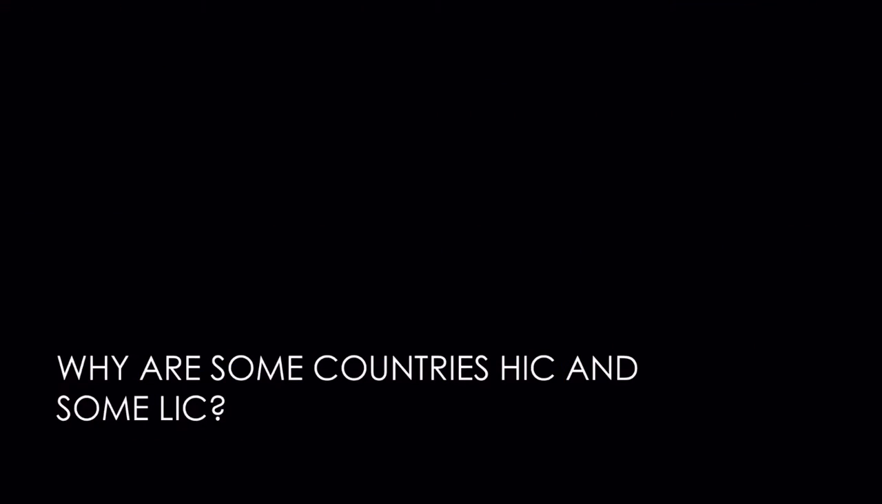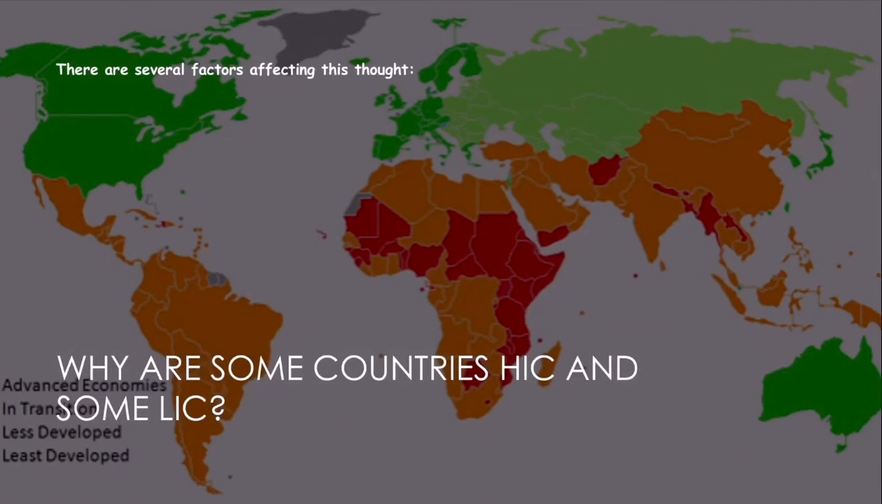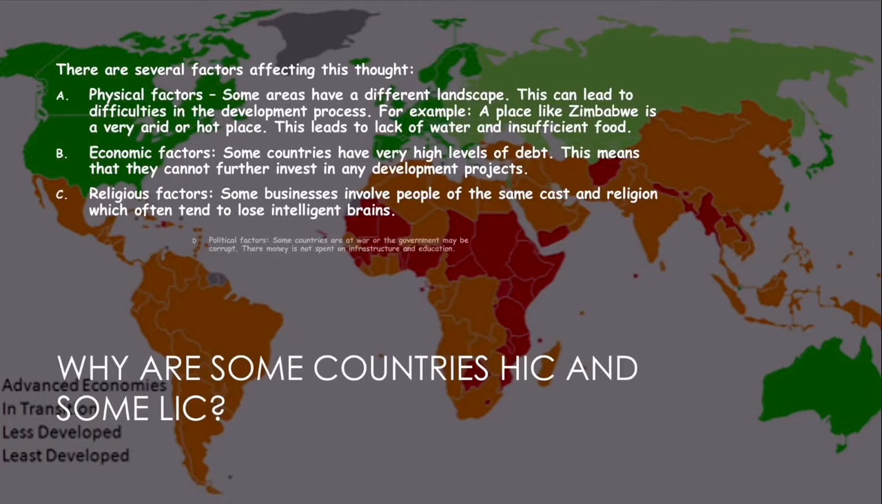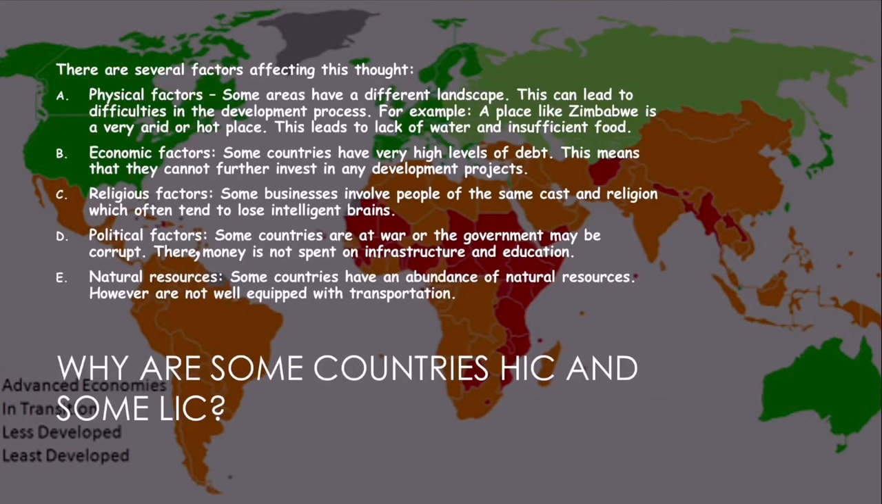Now, let's take a look. Why are some countries HIC, high-income countries, and some LIC, low-income countries? There are several factors affecting this. Physical factors, economic factors, religious factors, political factors, natural resources.